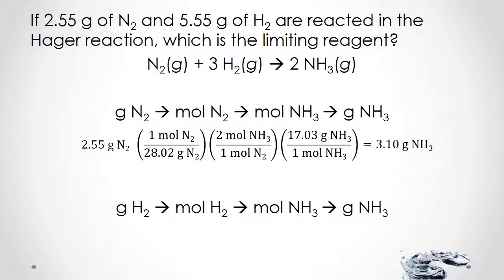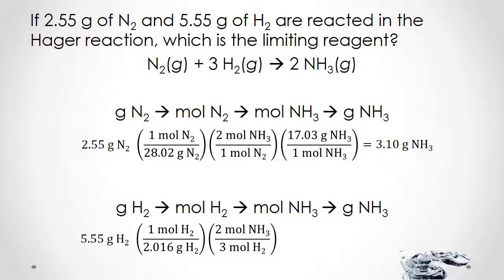Next, let's go ahead and look at the hydrogen. 5.55 grams of H2. We're going to divide by the molar mass, which is 2.016 grams of H2 per 1 mole of H2. Then we're going to use our coefficients to convert from moles of H2 to moles of NH3. And that's going to be 3 moles of H2 on the bottom and 2 moles of NH3 on top. Finally, we'll use the molar mass of ammonia to convert from moles to grams. So 17.03 grams of ammonia on top divided by 1 mole of ammonia on the bottom. When I type this into my calculator, I'm going to get 31.3 grams of NH3.